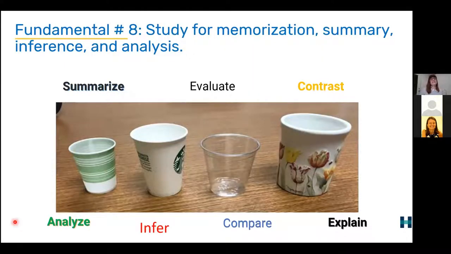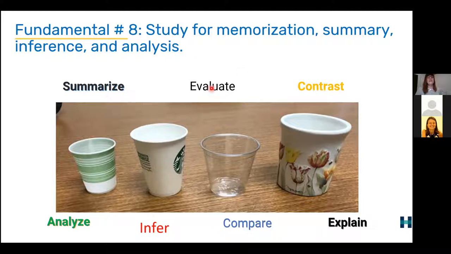Fundamental number 8 is to study for different kinds of questions: for memorization, for summary, for inferring information, for analysis, especially for the high school, that's the analysis. This is an activity that I do with my students, my reading students, and indeed, teachers, this is something that you could easily set up. It's just simply 4 different cups that happened to be sitting around. And we summarize what is the use for these vessels. And actually, some of the kids will even go into, well, that's the one that they hold paper clips in, or you could use for pencils. Absolutely, summarize the use for them.